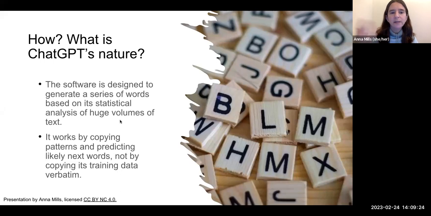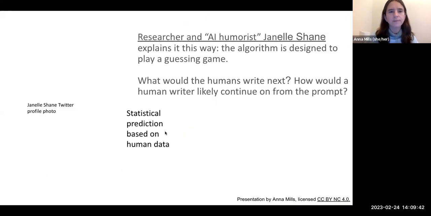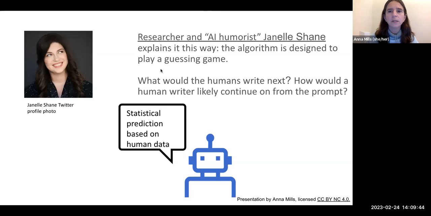And what it's spitting out is not copied from its training data verbatim for the most part. It's copying patterns and predicting likely next words one by one, but it's not copying from Wikipedia or anything like that. So it is producing what looks like new content, new word sequences. And this is my favorite AI educator, Janelle Shane.